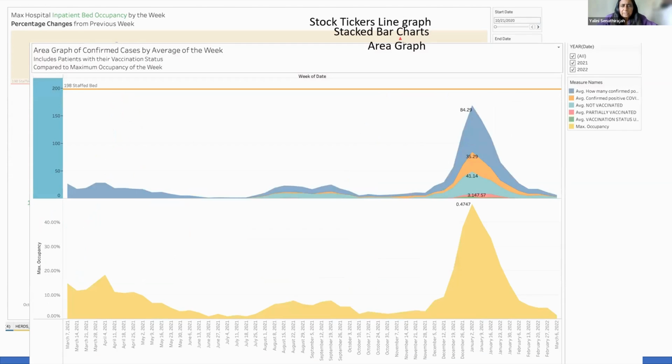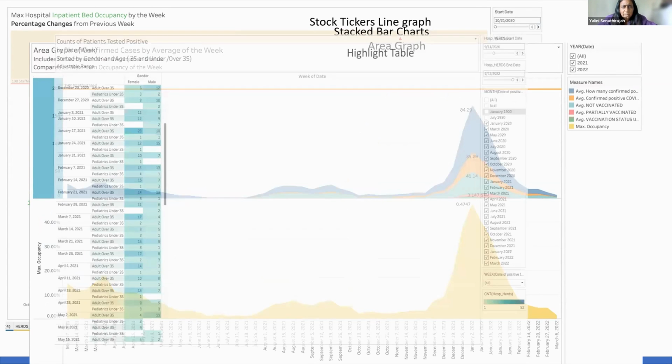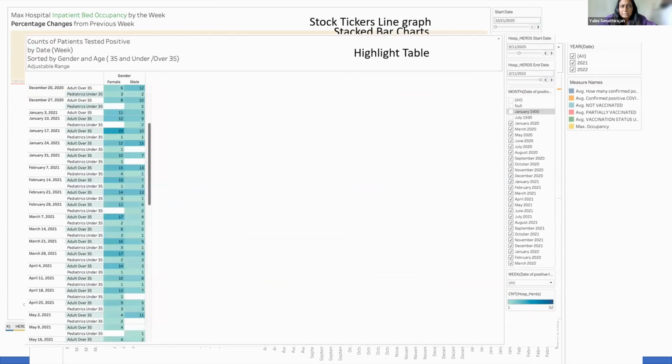This was an area graph of confirmed cases by average of the week, and it includes vaccination status. That was an important consideration. And this was counts of patients testing positive by age and gender. Again, these are basic statistics, but quite important for decision making.